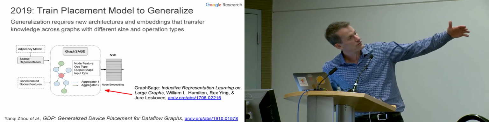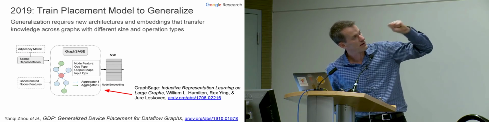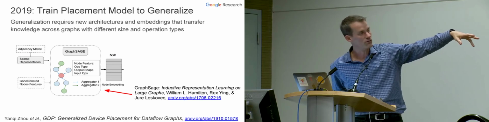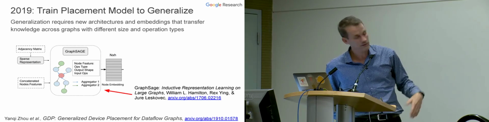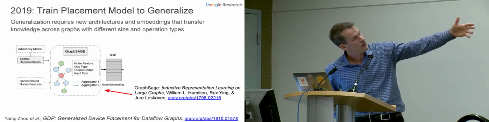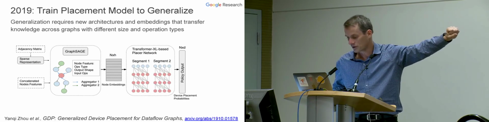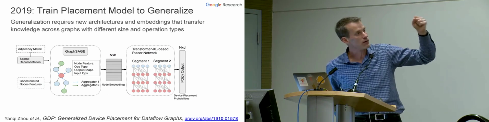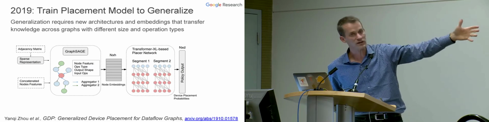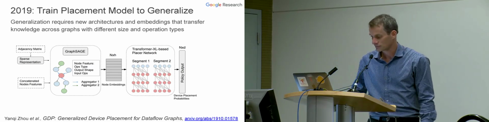And one of the things that is important is to be able to build up some representation of the graph again. So this work builds on this GraphSAGE work by William Hamilton, Rex Ying, and Jure Leskovec that builds a representation of graphs that gives you an embedding for each node, and then that feeds into a model that can then give you a probability distribution over devices for each of the nodes in the graph. And then you can quickly make a placement decision.